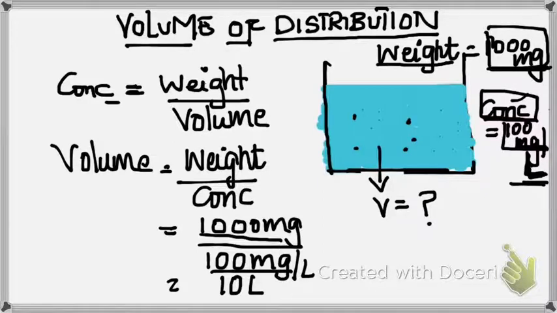Let us shift this volume to the left hand side. So, volume equals weight by concentration. We already know the weight of the drug is 1000 mg and the concentration is 100 mg of drug per liter of the liquid. When you divide 1000 by 100, it equals 10 liters. So, the volume of liquid present in this beaker is 10 liters. The 1000 mg of drug is diluted in these 10 liters.